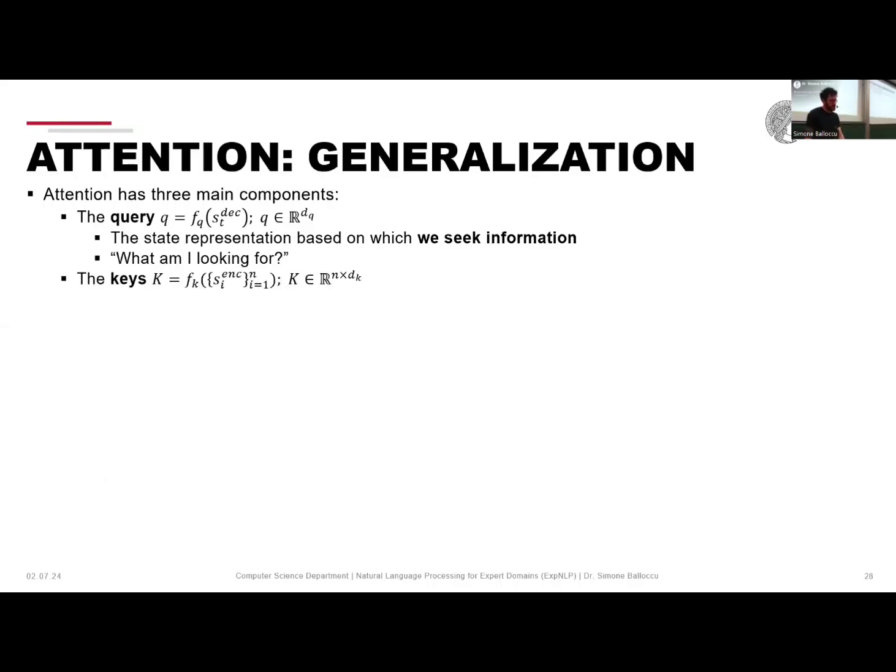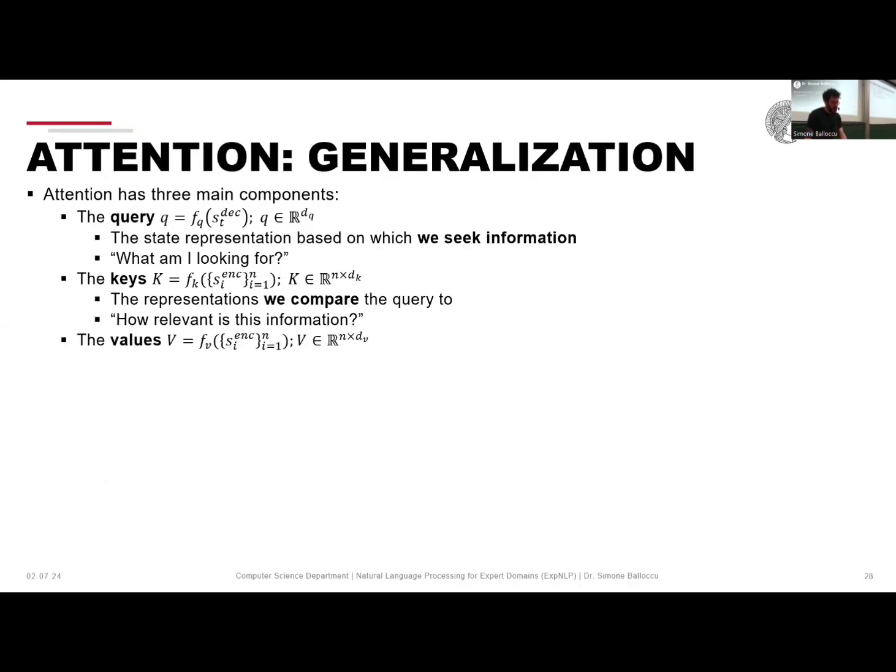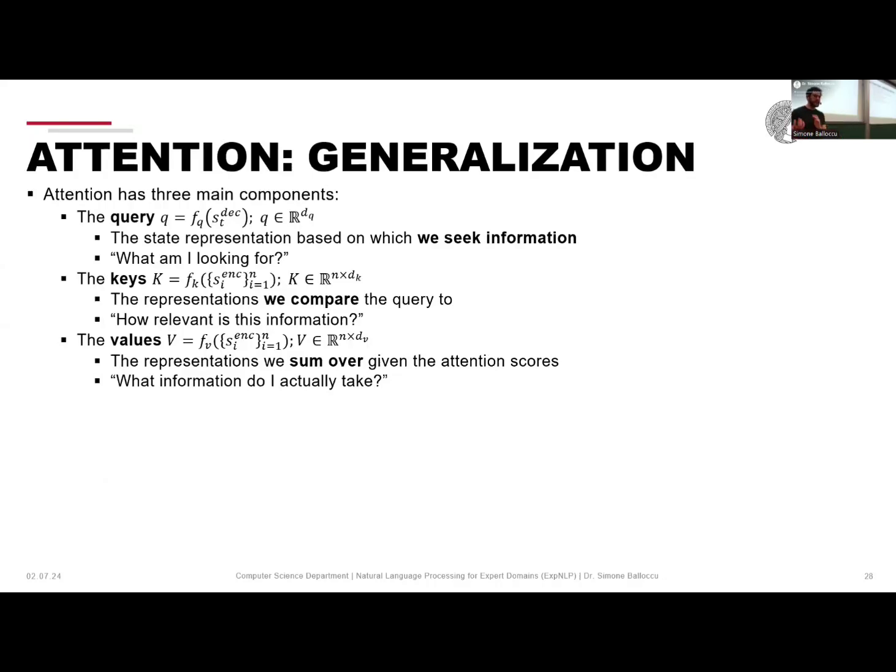Then we have the keys, and these are related to the encoder state, and these are the representations we compare the query to. So how relevant is this information to that specific state? And finally, you have the values, which again are the encoder states. And these are the representations over which we do the weighted sum given the attention score. So what information do I actually take? I have this thing, I'm looking for what's more relevant to this. I compare it with all of these, and then I understand how much of each I should take, right?